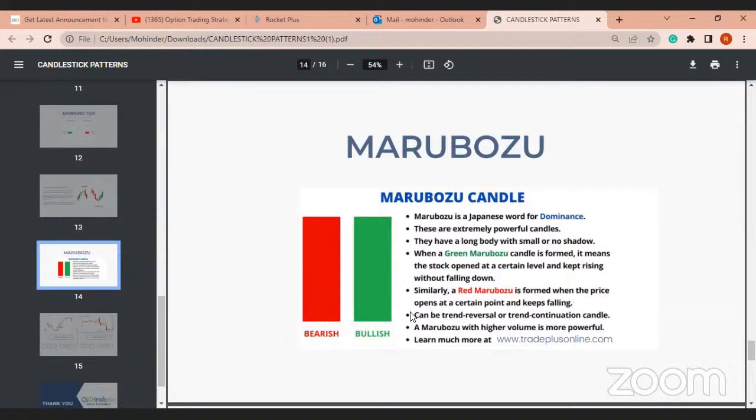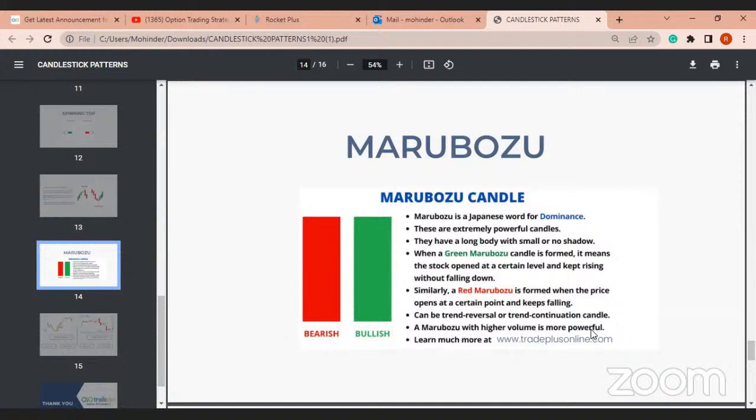And it's exactly the opposite with the red Marubozu. If the stock is moving up in an uptrend and suddenly forms a red Marubozu candle, it indicates that the sellers are more involved in that particular chart. So it might come down. If you want, you can go with the selling option also.